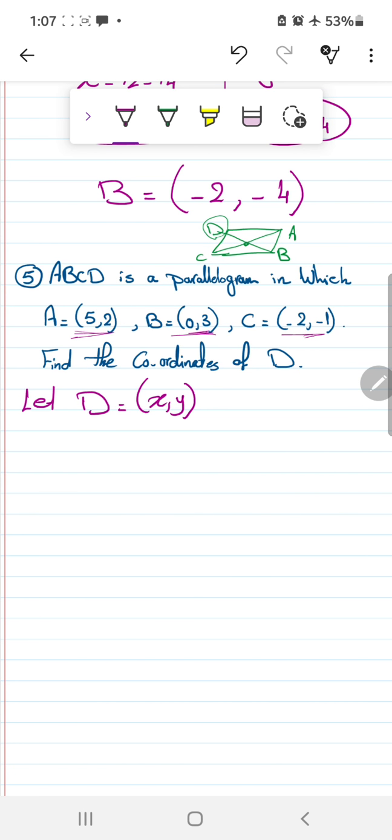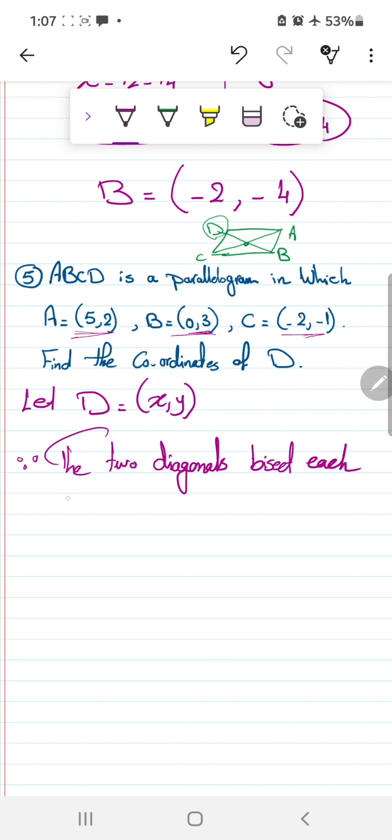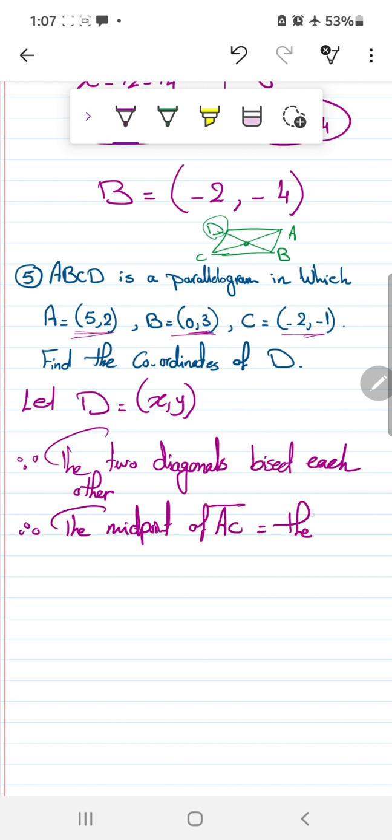So here, since the two diagonals, from the properties of the parallelogram, bisect each other, we get the midpoint of AC equals the midpoint of BD.